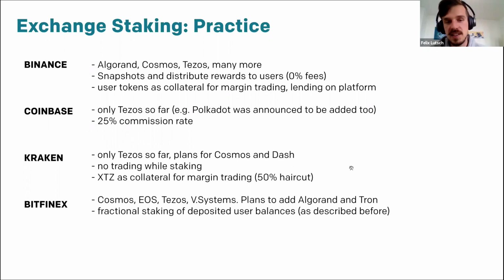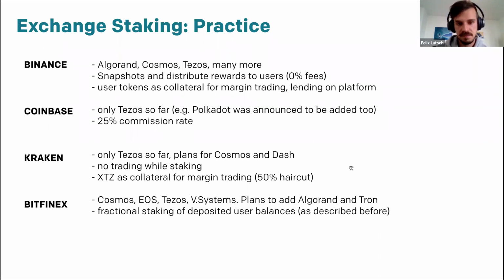Then another example is Coinbase. So far, Coinbase is only offering this for Tezos, where they actually post the slashable bond in Tezos themselves. But they've also announced that they want to add Polkadot, for example. Coinbase charges a normal 25% commission rate, so essentially the Coinbase offering is not much different from really normal staking right now. At least as far as I understood it, they don't really make use of the trading-while-staking and use-in-other-products benefits so far.